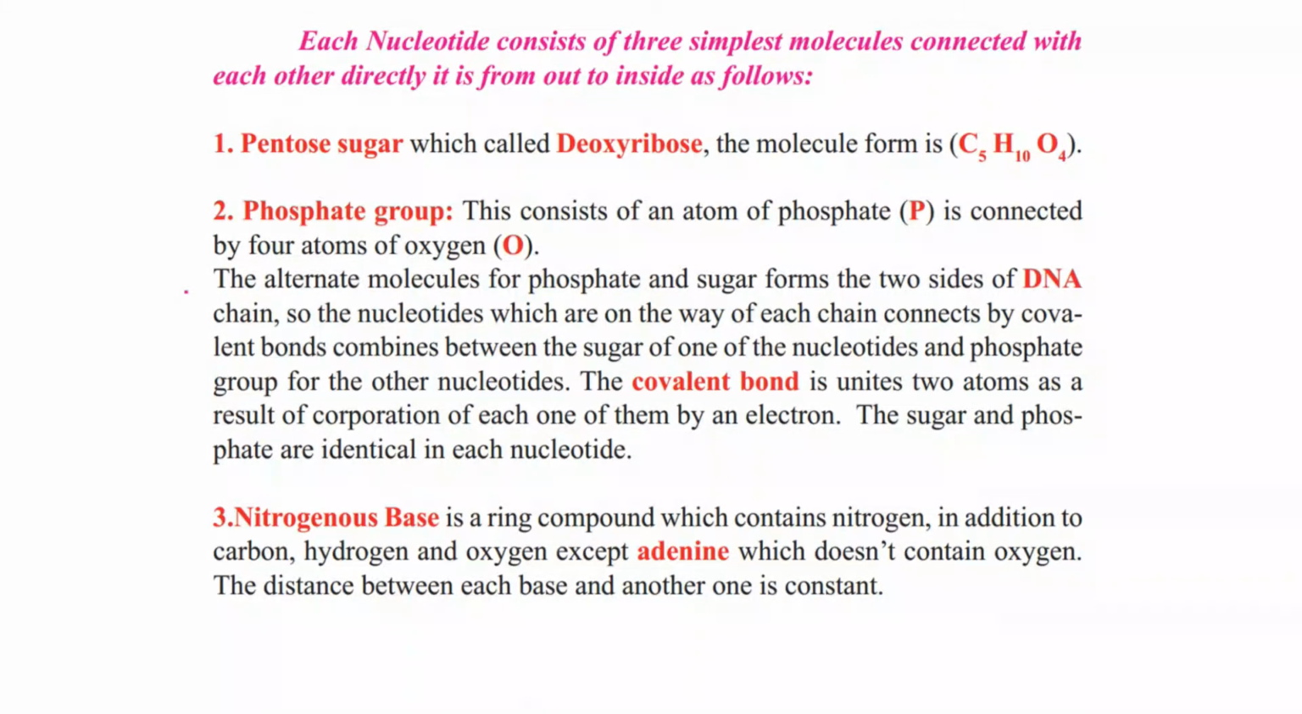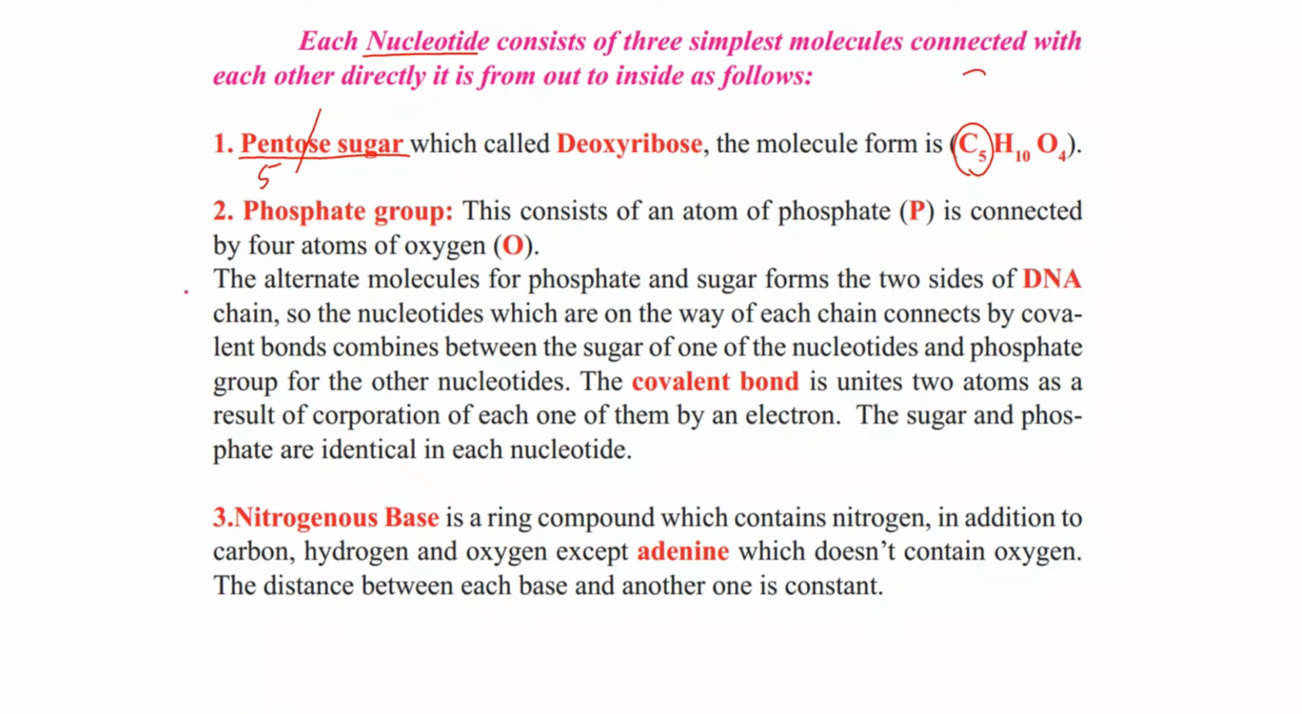Each nucleotide, which is the monomer of nucleic acid, consists of 3 simple molecules connected with each other directly. It is formed inside as follows: one pentose sugar. Pentose means 5, so this sugar has 5 carbons in its chemical structure, a 5 carbon sugar. Deoxyribose, we see in this part, carbon 5.